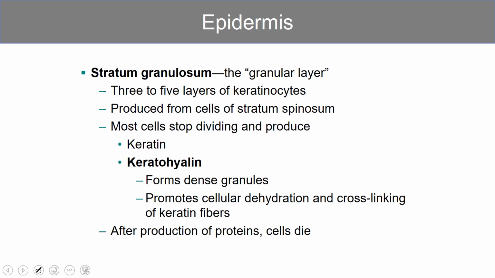From there, we have the stratum granulosum, the granular layer, or the grainy layer. These are 3 to 5 layers of keratinocytes. They're produced from cells that were part of the stratum spinosum previously. And these cells are grainy. They have lots of granules inside of them, which give them a grainy appearance. The grains inside are the proteins keratin as well as keratohyalin. These cells are actively, very quickly producing a lot of keratin and keratohyalin. They're going to form dense granules, and they're going to promote cellular dehydration and cross-linking between the keratin fibers so that you can produce this water-resistant layer. After the production of the proteins, the cells are going to die.